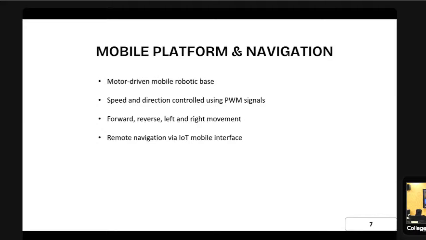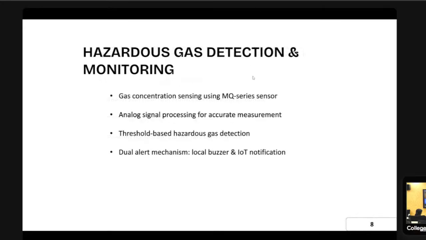The user sends navigation commands such as forward, backward, left, or right through this IoT mobile application. These commands are transmitted via Wi-Fi, processed by the Raspberry Pi, and converted to control signals in real time. In addition, we also added gas detection and monitoring. To enhance safety, the system continuously monitors the environmental gas concentration using the MQ135 gas sensor. The analog output from the sensor is converted to digital by an ADC module.